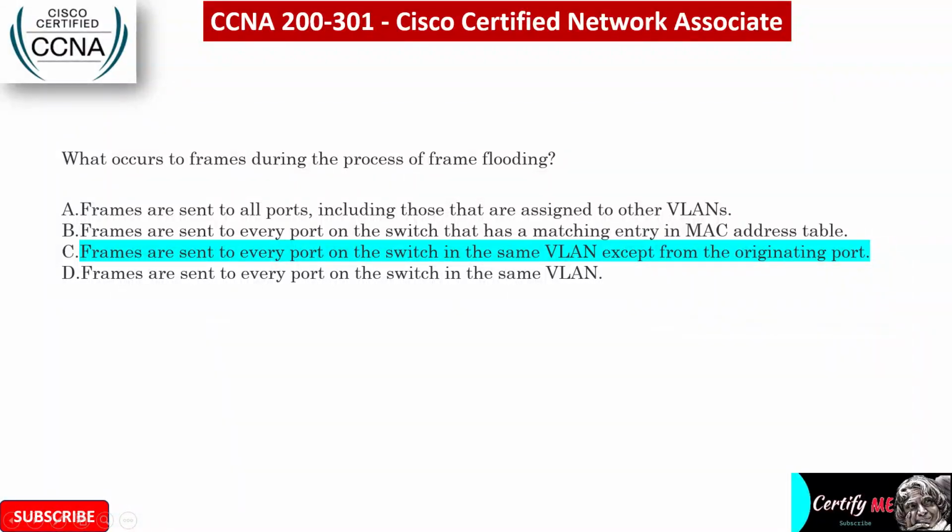What occurs to frames during the process of frame flooding? Option A. Frames are sent to all ports, including those that are assigned to other VLANs. Option B. Frames are sent to every port on the switch that has a matching entry in the MAC address table. Option C. Frames are sent to every port on the switch in the same VLAN except from the original port. Option D. Frames are sent to every port on the switch in the same VLAN. Option C is the correct answer.